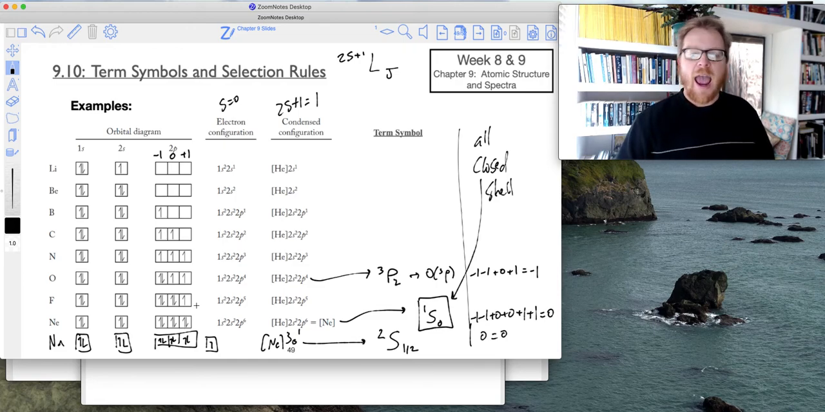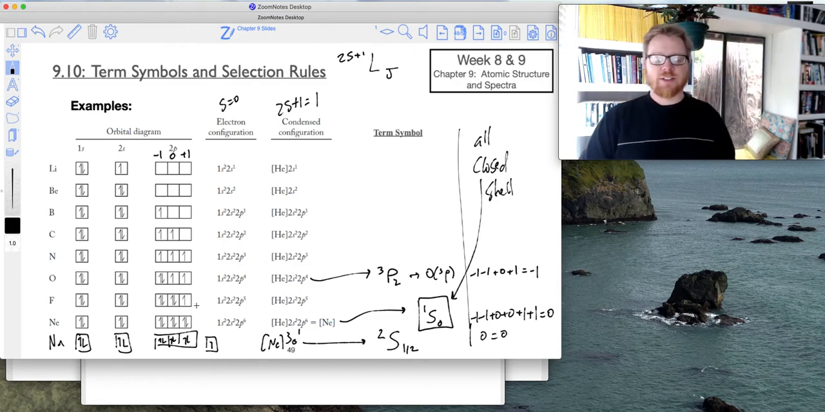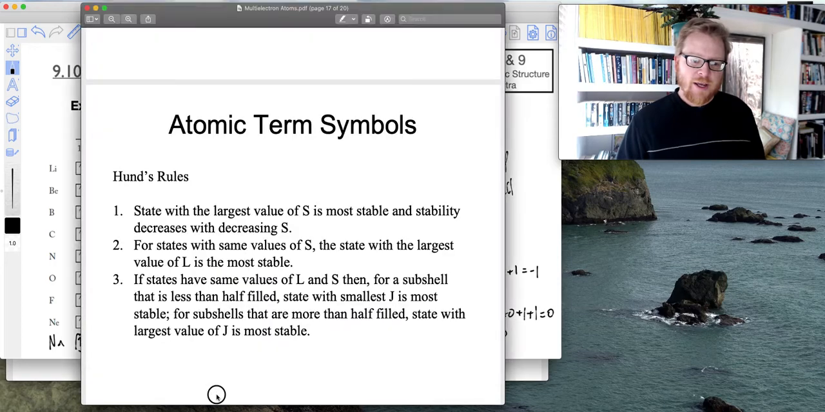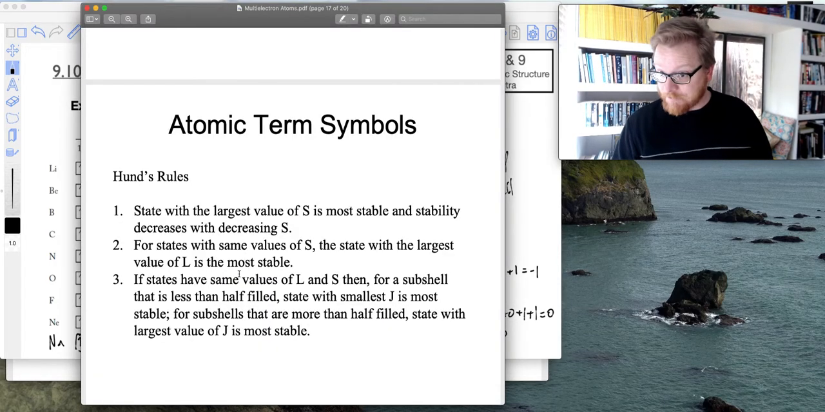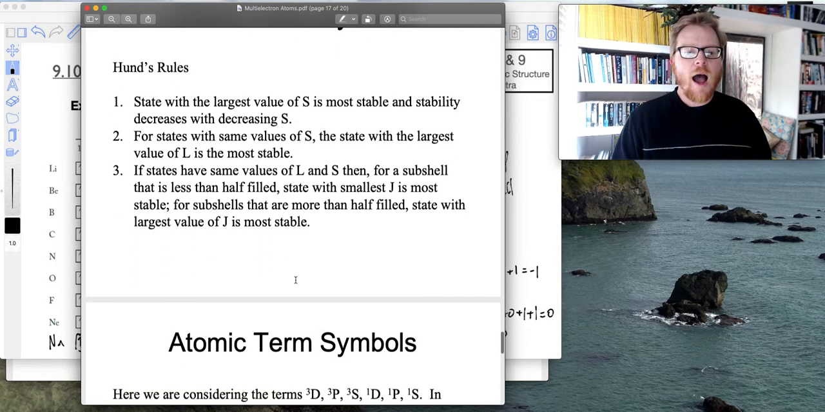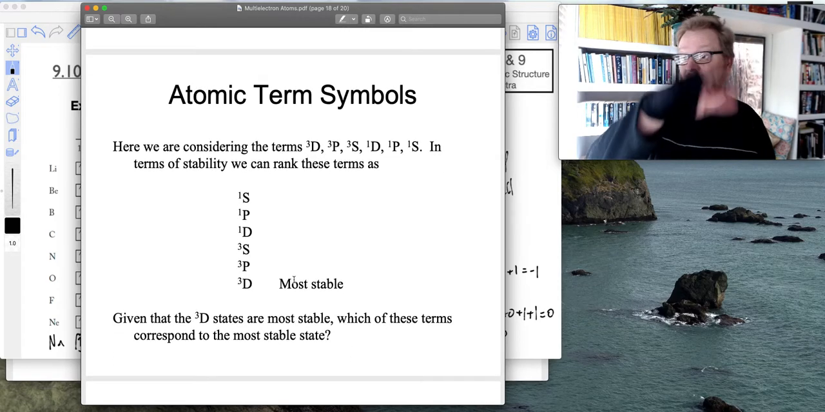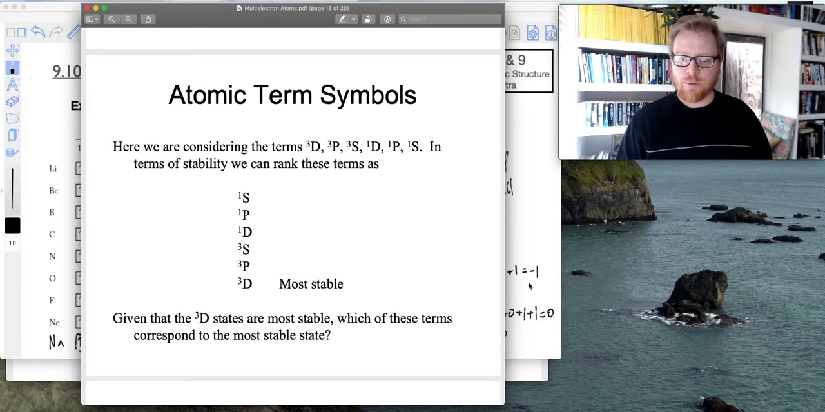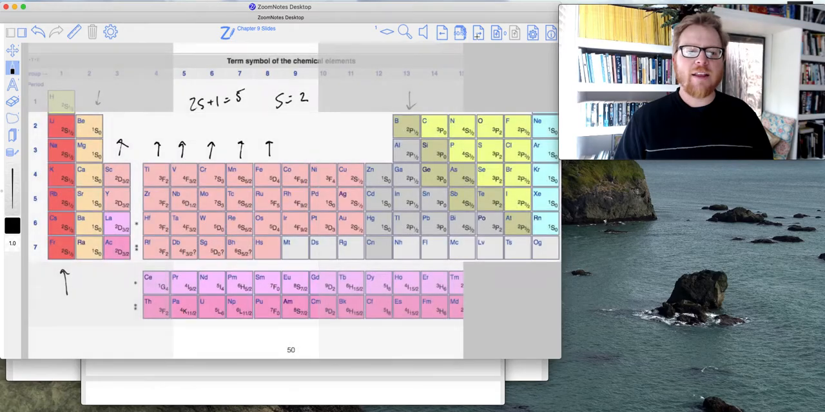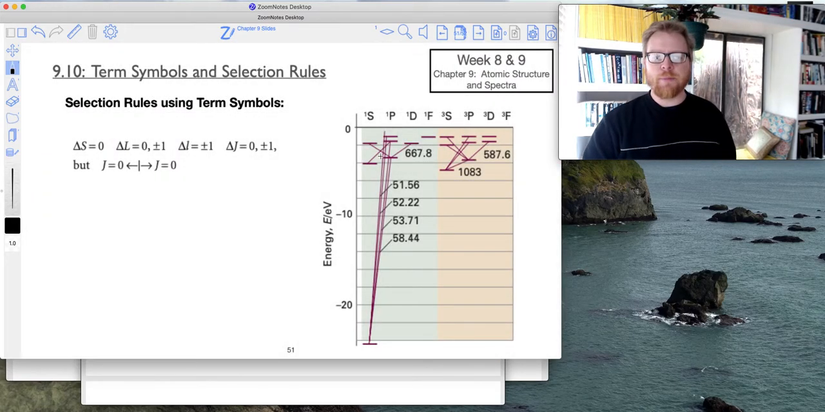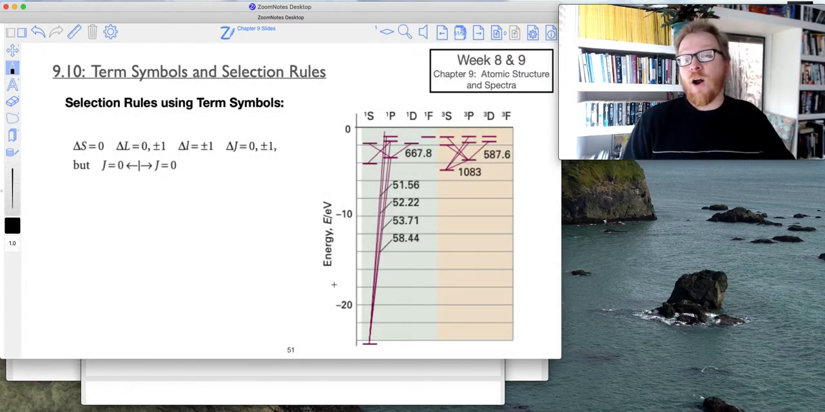And what I also want you to do next is review this document that I'm going to post, particularly with how we can line up what's most stable and what's least stable. And then finally, I'm just going to talk about this very briefly. We can talk about all of these selection rules using term symbols. And I'm not going to spend as much time lecturing on this because I've got it in this document.